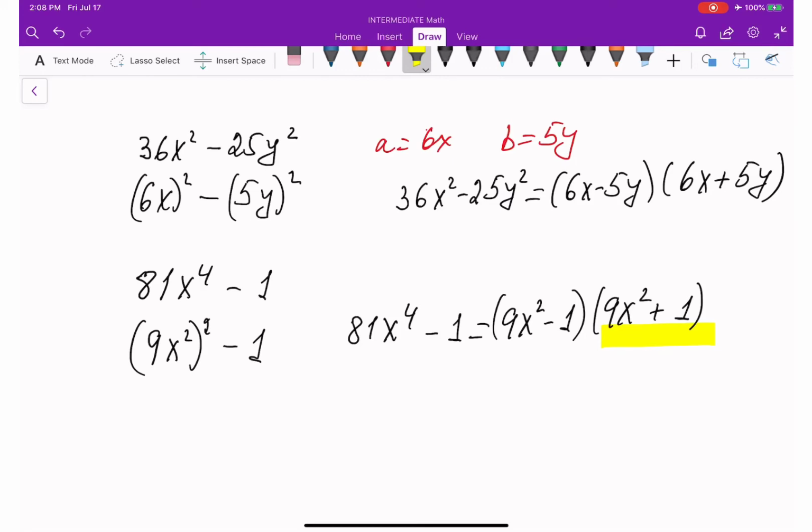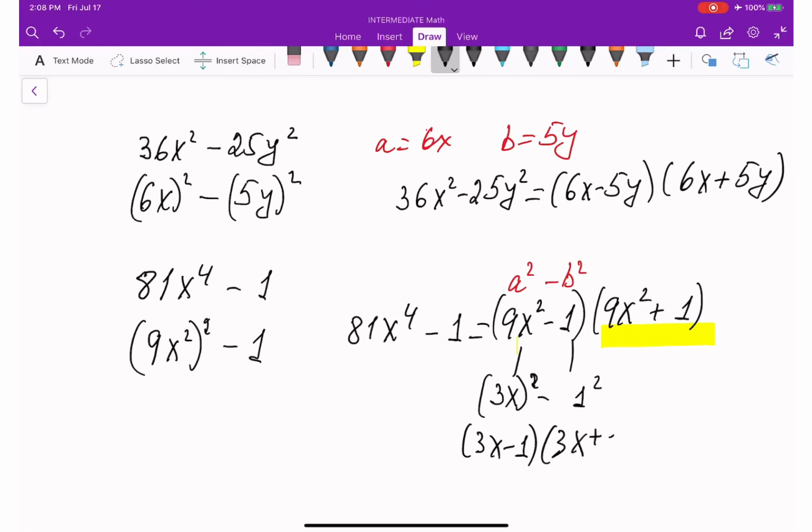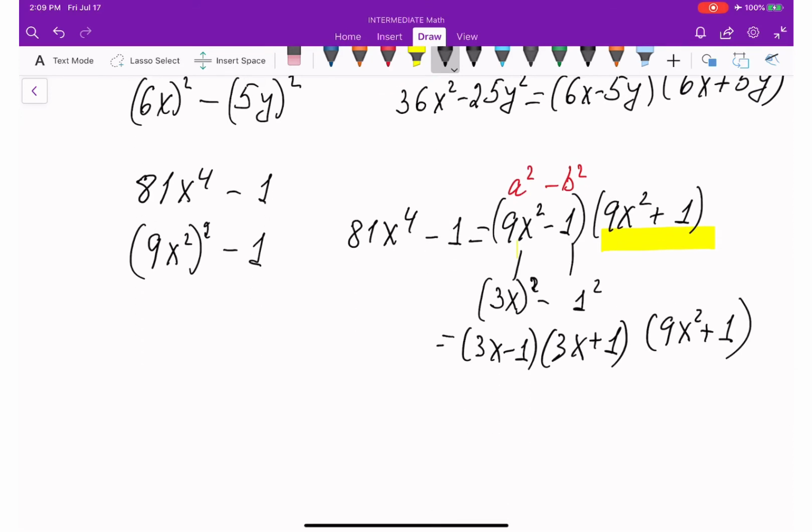All right, let's see. 9x squared minus 1. So 9x squared I can represent as 3x to power 2, and 1 is 1 squared, right? So here is another a squared minus b squared, correct? So I'm going to break it down as 3x minus 1 times 3x plus 1, correct? And 9x squared plus 1 I'm bringing down because we are done with this term. We can do nothing else. So this is the final answer: 81x to 4 minus 1 is equal to (3x minus 1)(3x plus 1)(9x squared plus 1).